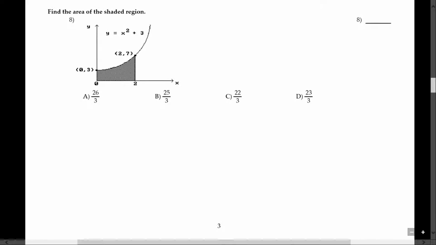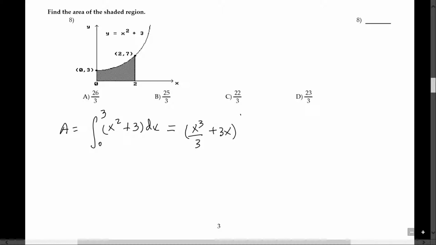The next problem is to find the area of the shaded region. This area, of course, would be the integral from 0 to 3 of x squared plus 3 dx, equal x cubed over 3 plus 3x, evaluated between 0 and 3.